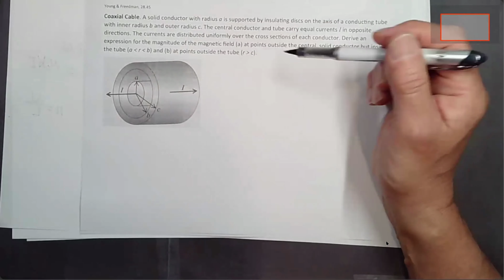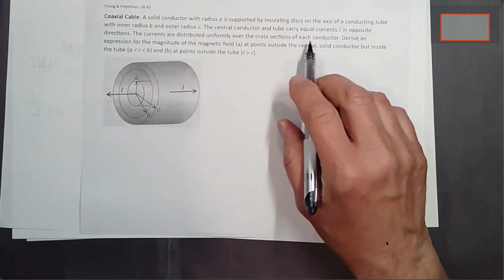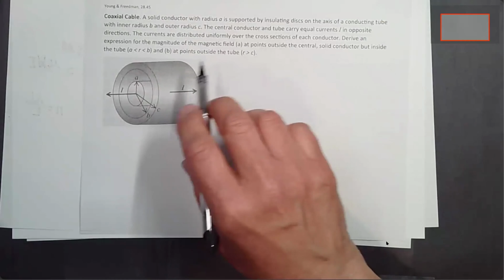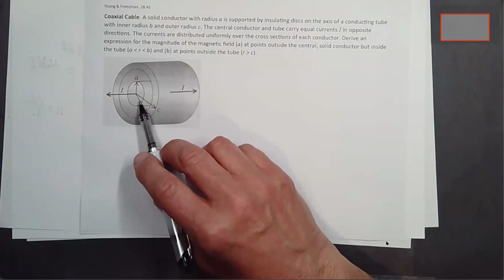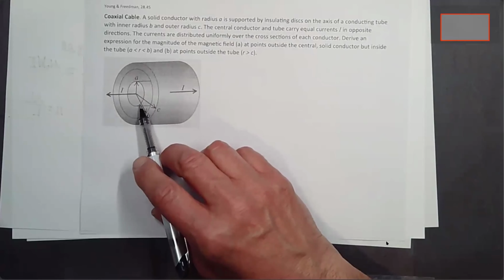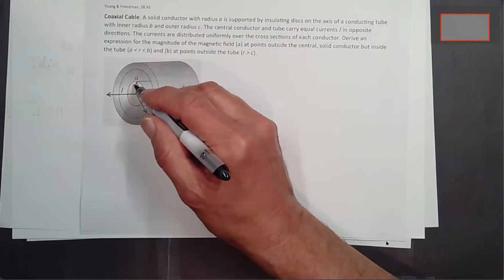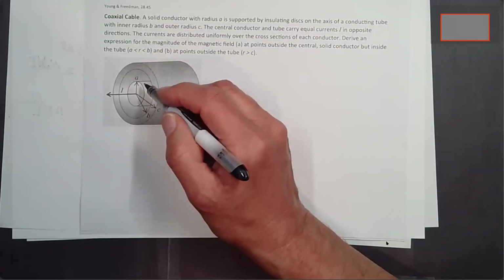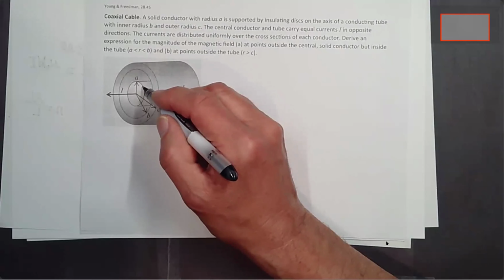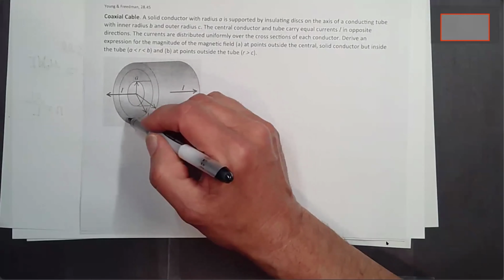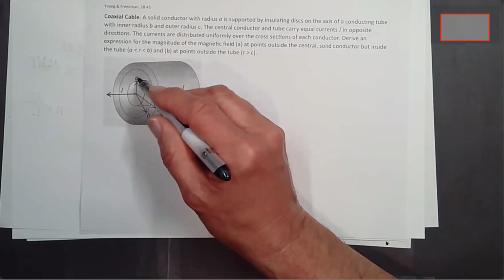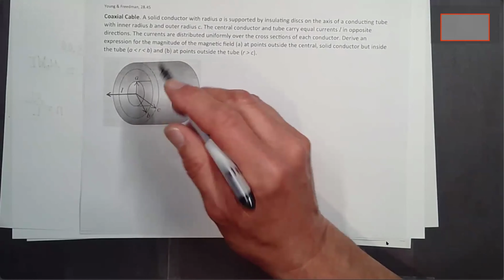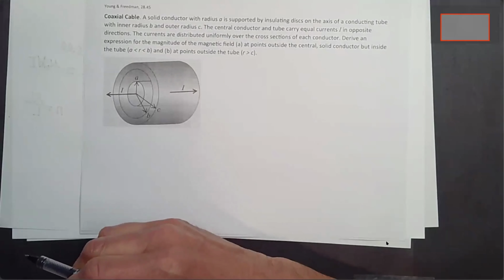We have a solid conductor with a radius A supported by insulating discs on the axis of a conducting tube. And it's a little hard to see here. I think this was a color diagram in your textbook. So it looks a little better, but there's an inner conductor here. And then in between this inner conductor and an outer conducting shell, there are some insulating discs that keep these two things separated and keep the geometry the same.